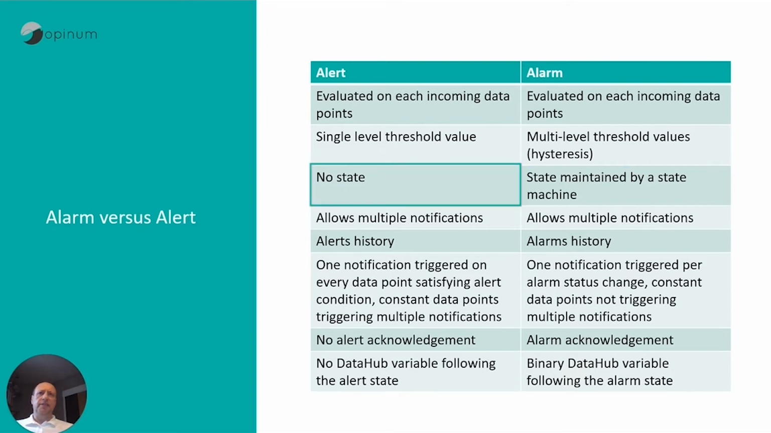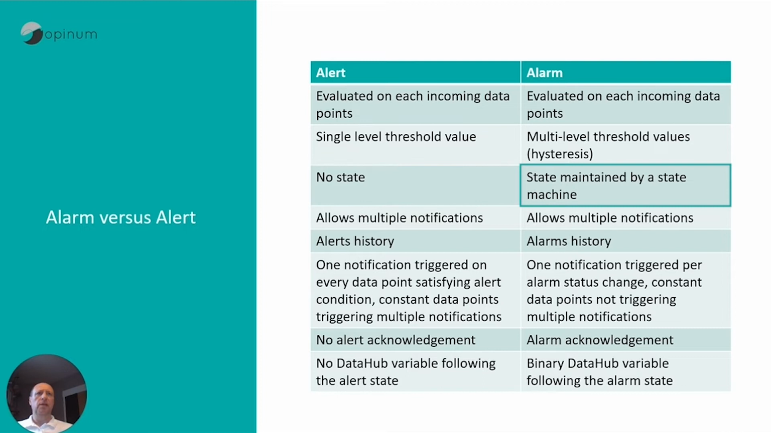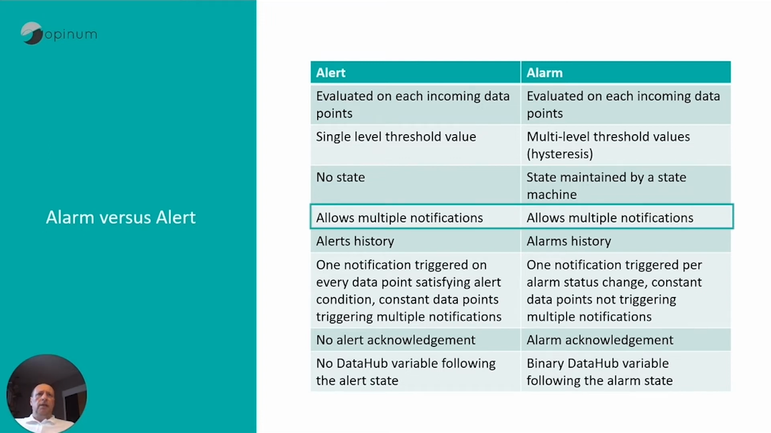The alert doesn't have any state. The alarm has a state. The state machine, we will see a little bit later, combines multiple states in the sense that it combines the value of the data point itself and the fact that, for example, the alarm was acknowledged by the user or not. Both features allow multiple notifications, so you can decide to send an email and to store an event in the Data Hub database. You know that events can be shown in dashboards.